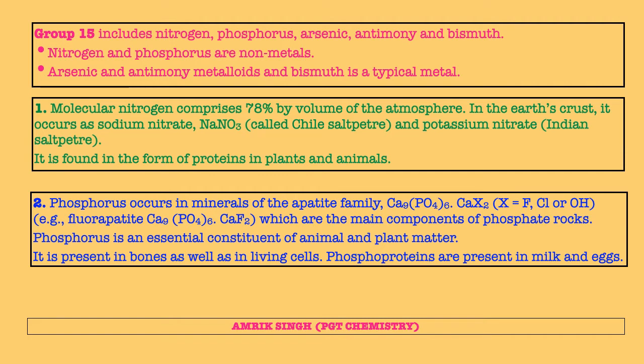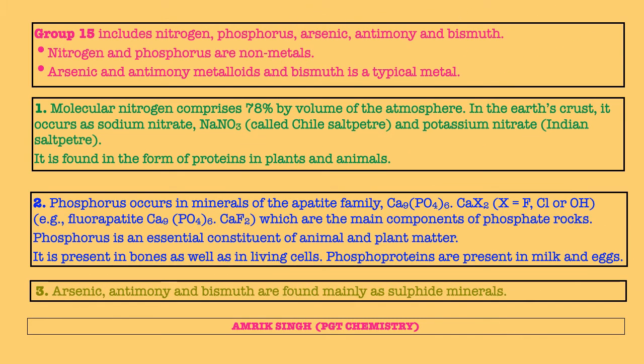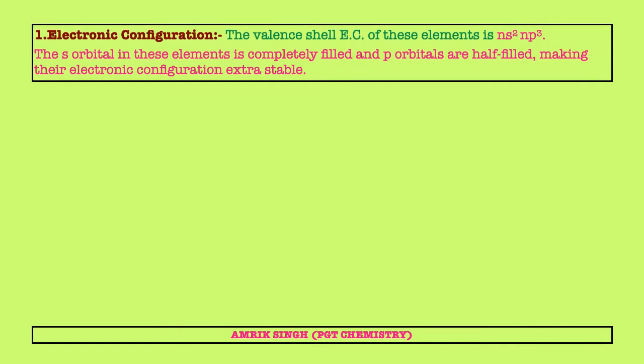Phosphorus is an essential constituent of animal and plant matter. It is present in bones as well as in living cells. Phosphoproteins are present in milk and eggs. Arsenic, antimony, and bismuth are found mainly as sulfide minerals. Let's have some basic knowledge about group 15 elements.